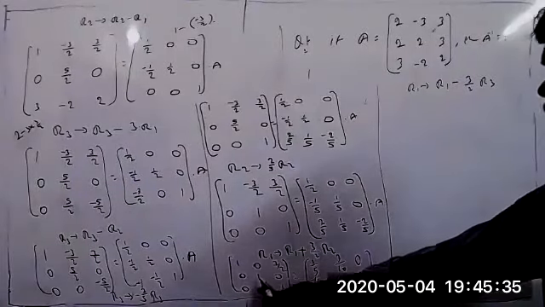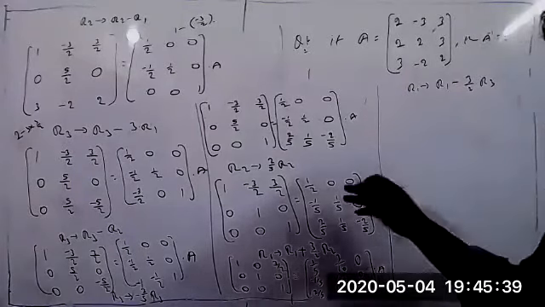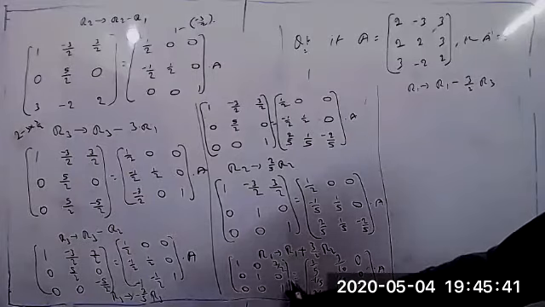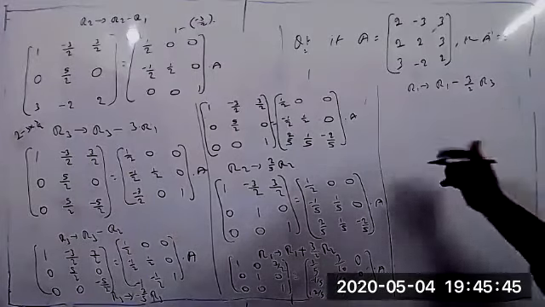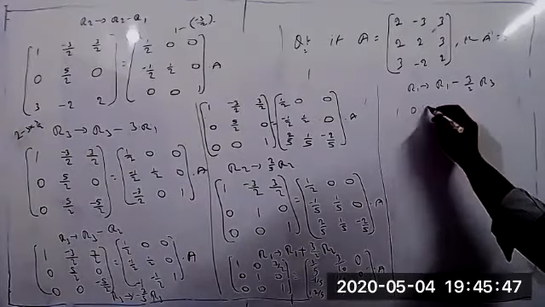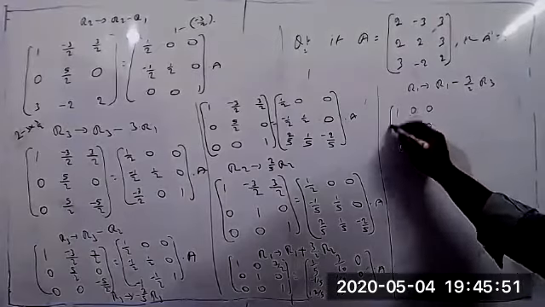So 1 minus 3 by 2 into 0 equal to 0. 1 minus 0 equal to 1. 0 minus 0 equal to 0. But 3 by 2 minus 3 by 2 into 1 equal to 3 by 2, and the plus and minus will be cancelled. We get 0 only. So I can write 1, 0, 0, 0, 1, 0, 0, 0, 1 equal to.